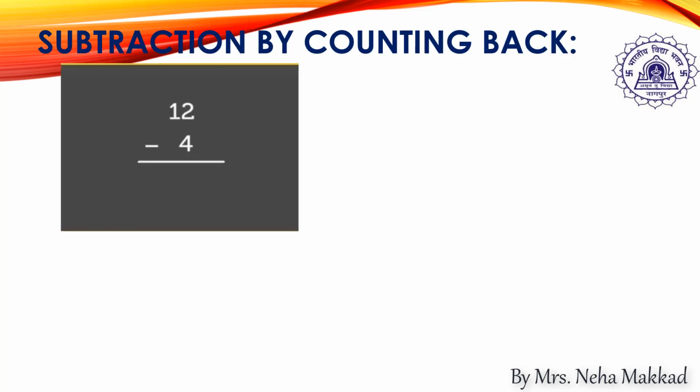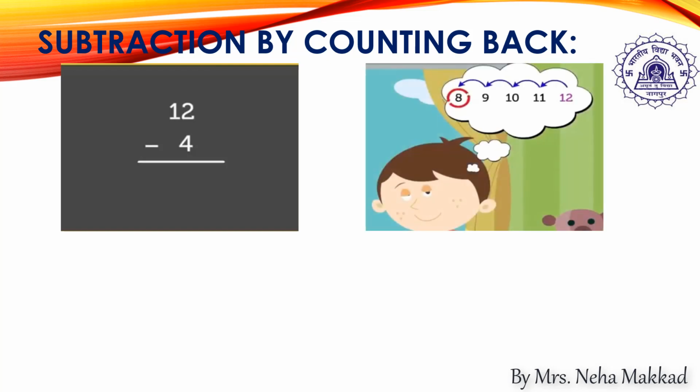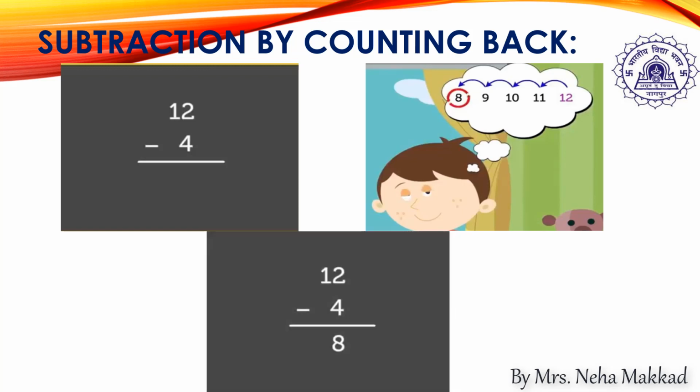Subtraction by counting back. This is the second method of carrying out subtraction. As you can see in the problem, it is given 12 minus 4. So, from 12, we will move 4 numbers back: 11, 10, 9, 8. So, the answer is 8.